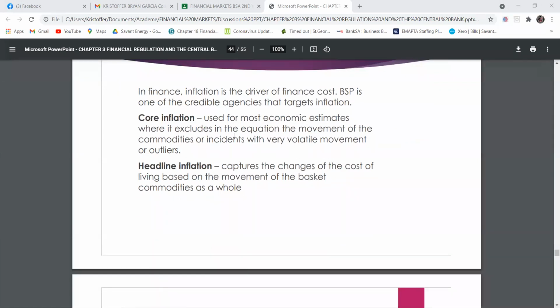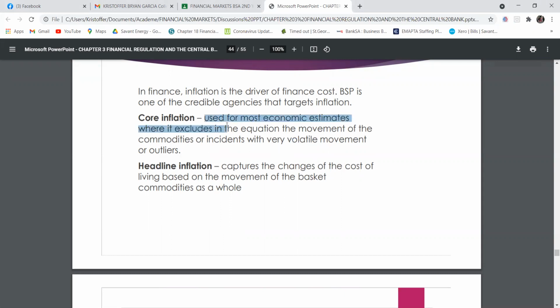So core inflation, this is most used for most economic estimates where it excludes the movement of the commodities or incidents with very volatile movement or outliers. And then kung headline inflation naman, captures the changes of the cost of living based on the movement of the basket of commodities as a whole. So kung core inflation, guys, it excludes the volatile movement. So it is more on economics term talaga siya.